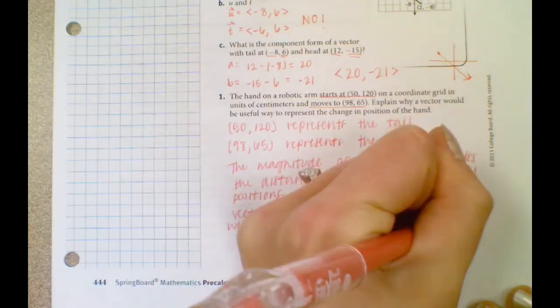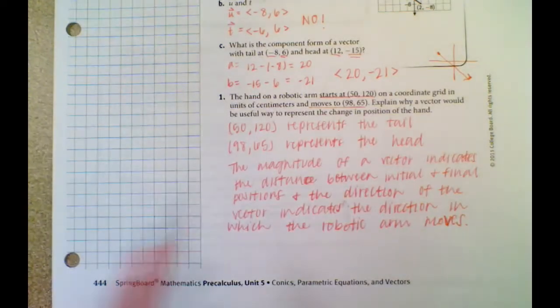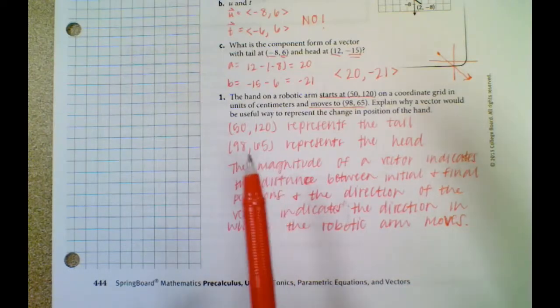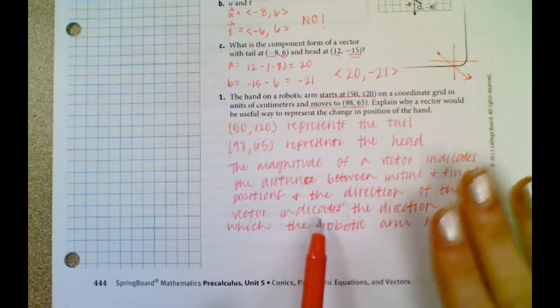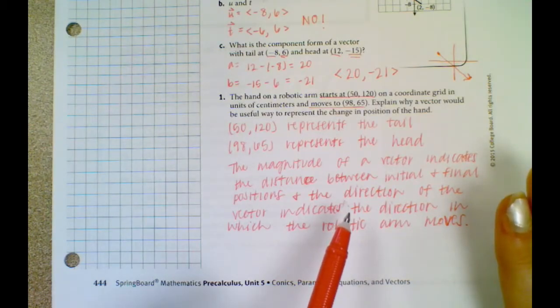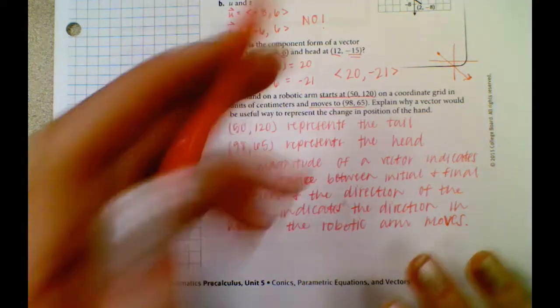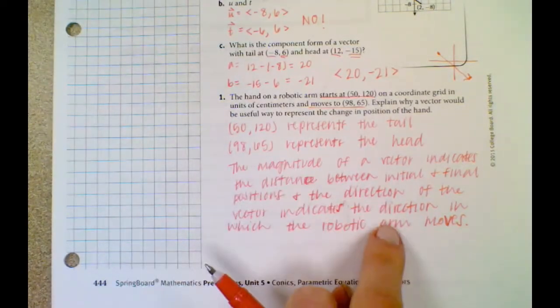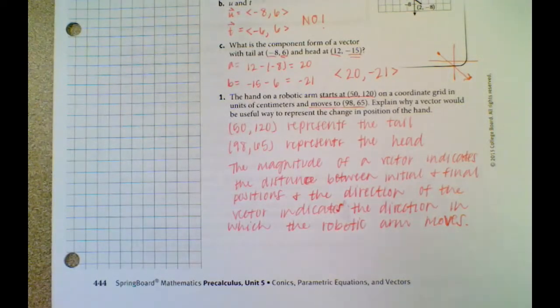So you didn't necessarily have to write all of that, but I just want to make sure we understand. Remember, a vector is made up of the magnitude and the direction. So knowing these coordinate points of the robotic arm, we can find the magnitude and the direction, which is why we can use a vector, because we can figure out those two things. All right.